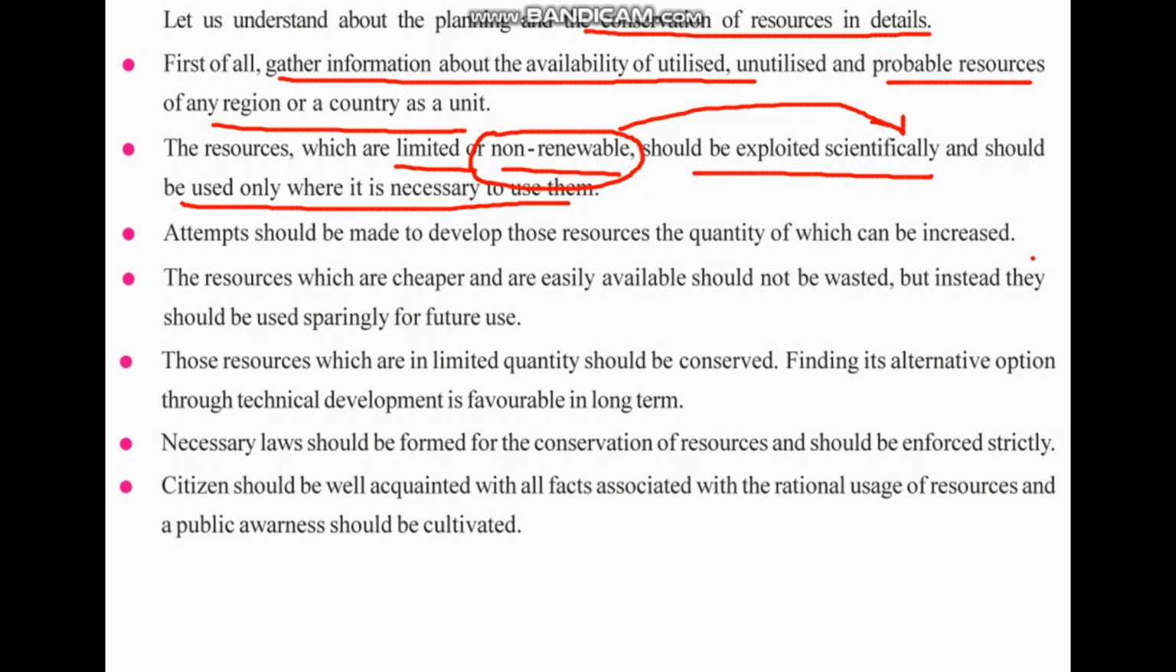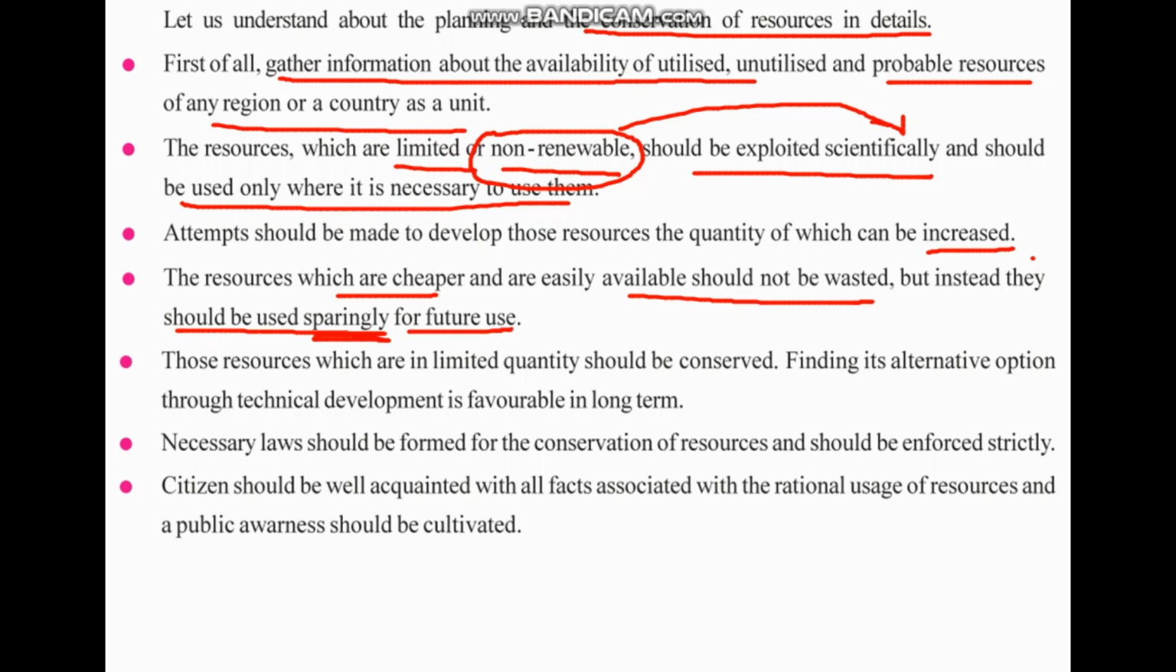Next, an attempt should be made to develop those resources whose quantity can be increased. Such resources should be used more. The resources which are cheaper and easily available should not be wasted. None of the resources should be wasted, whether cheap or expensive, but they should be used sparingly, thoughtfully, for future use.